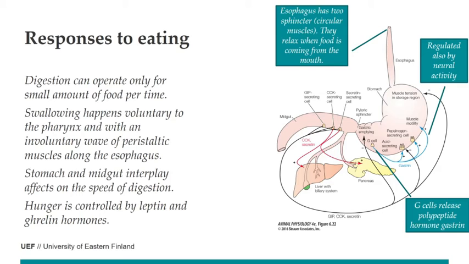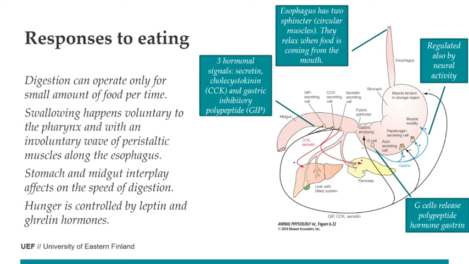Okay, then when the food is going from the intestine to the midgut, there are three hormonal signals: secretin, cholecystokinin, and gastric inhibitory polypeptide. They all inhibit the activity of the stomach, but also affect what happens in the liver and what happens in the pancreas. So it's quite understandable how it works.